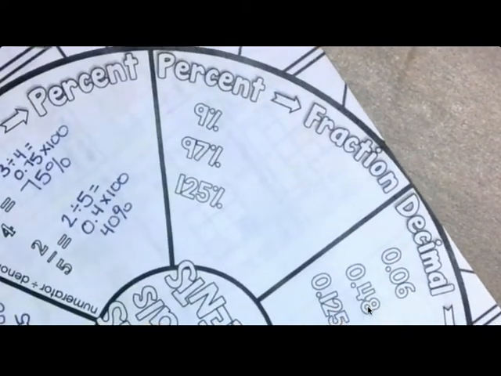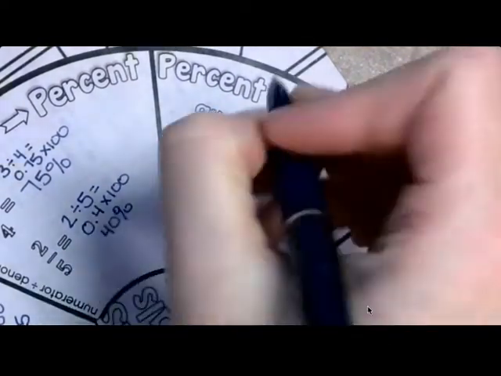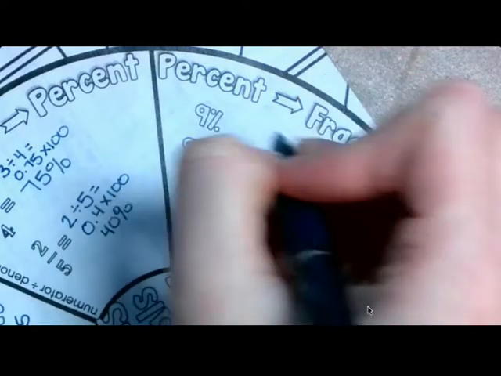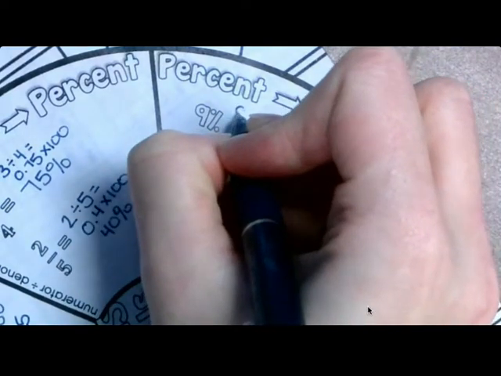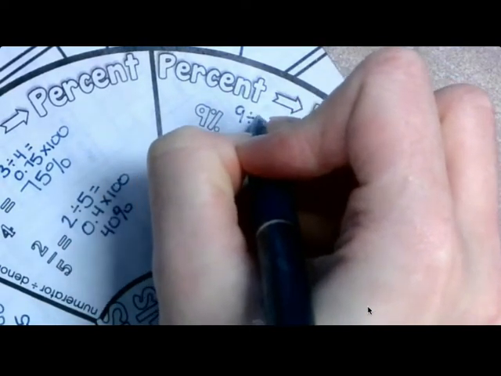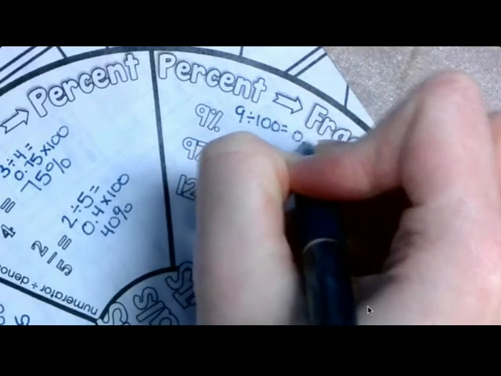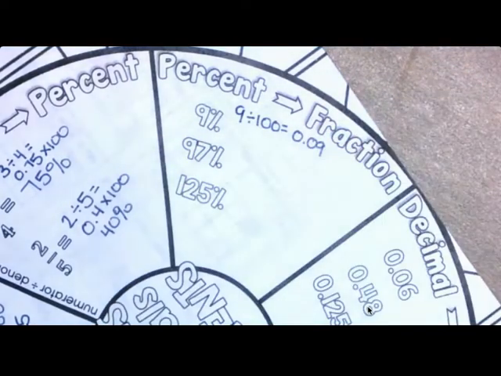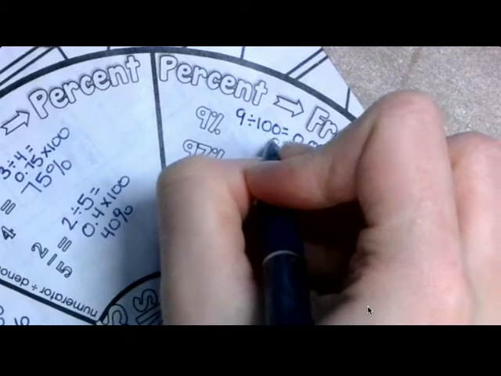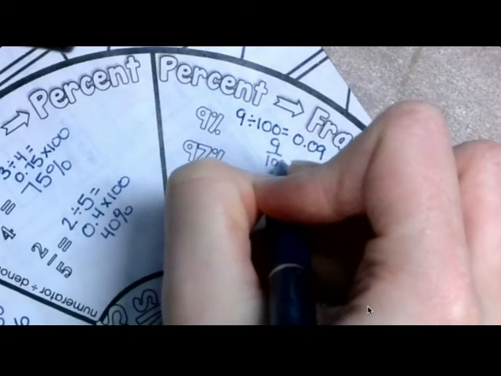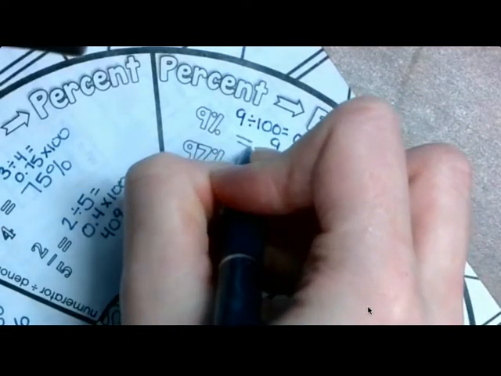So it says percent to fraction. So let's start with percent to a decimal. So I'm going to do 9 divided by 100, which equals what? 0.09. And I would actually legitimately write that correctly as 9 hundredths. So that is this as a fraction.